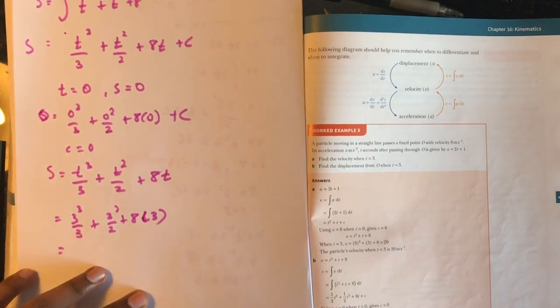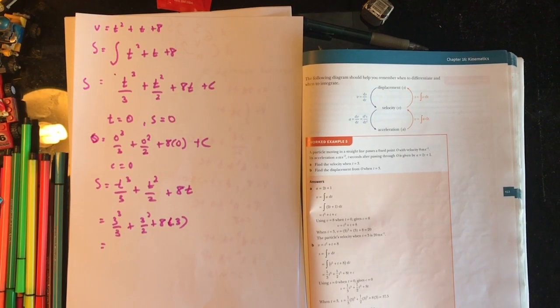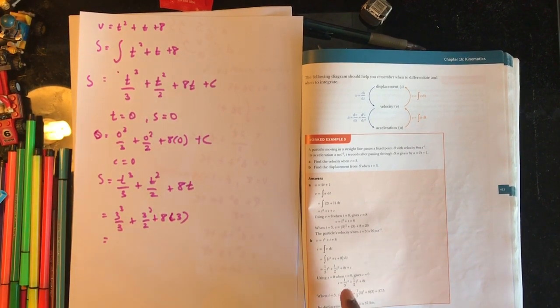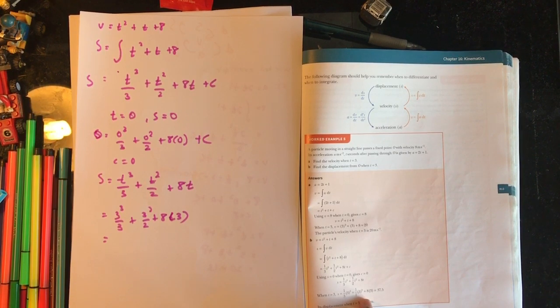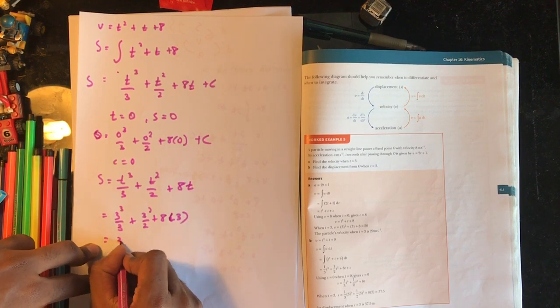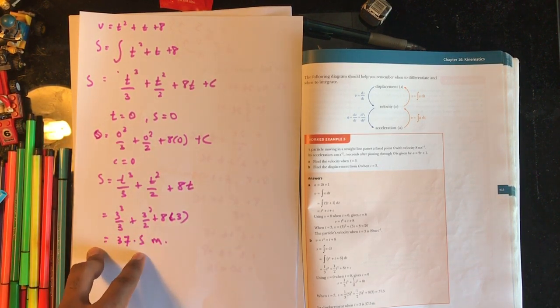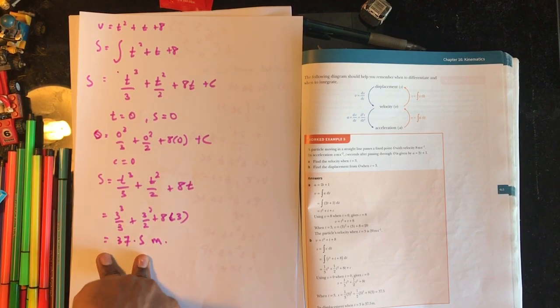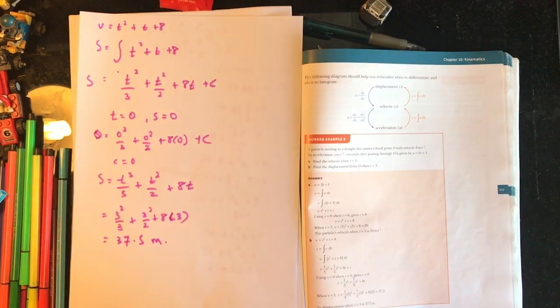If you can see, the steps are correct and everything is right. I need to zoom out a bit from the textbook so you can see down there. You can see 1 over 3 times 3 cubed, and then 1 over 2 times 3 square, and then 8 times 3. All of it will give you 37.5 meter. Remember this is displacement. Displacement means what, guys? In your physics you have studied, starting point to the end point. So that's how you do this question.